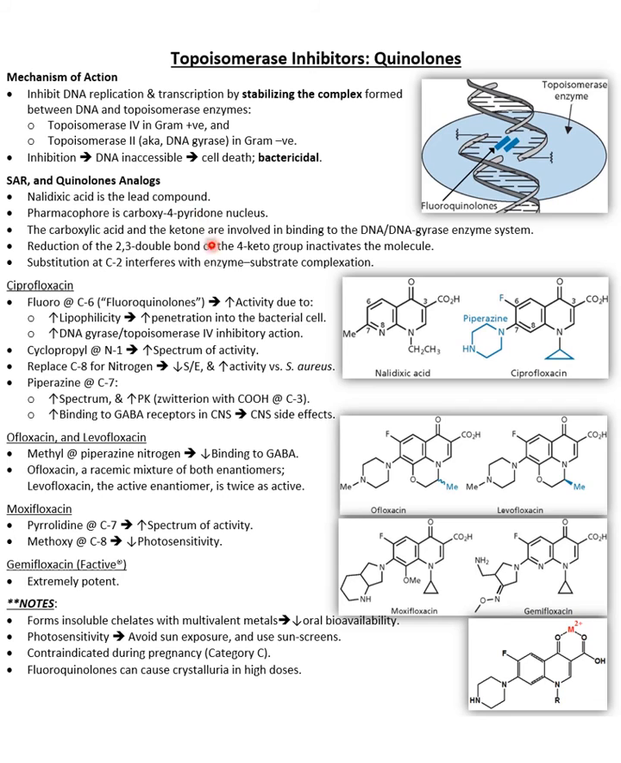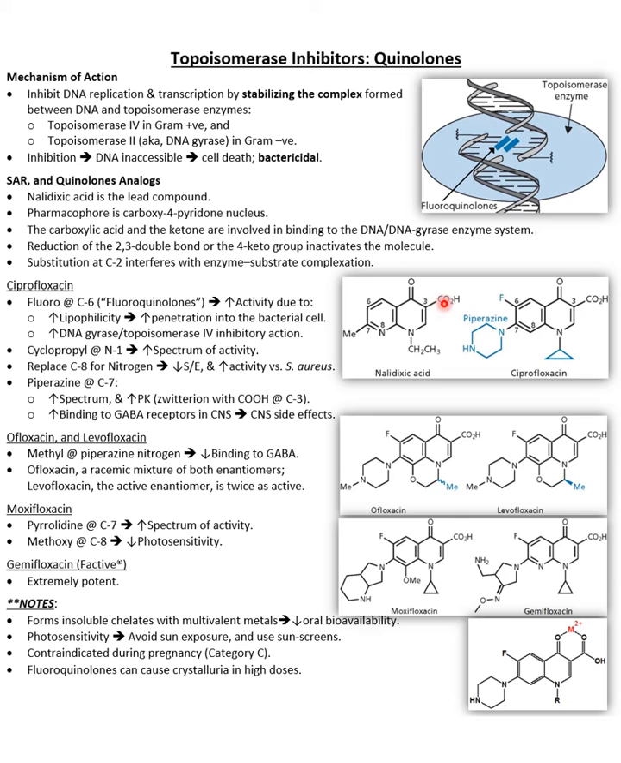Okay, let's now talk about the structure-activity relationship, SAR, for quinolones. The lead compound for this class of medications was the nalidixic acid here, which is no longer used. And the pharmacophore for this class of molecules is composed of the 4-carboxypyridine nucleus, this is the pyridine, which is just one ring, and the 4-carboxy.